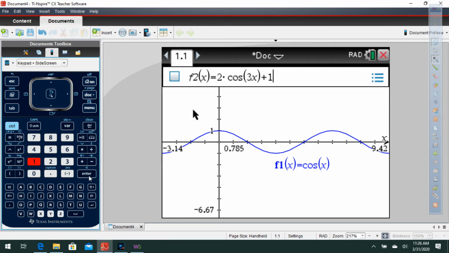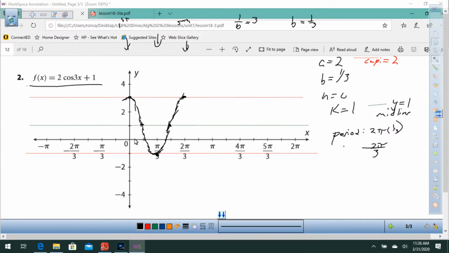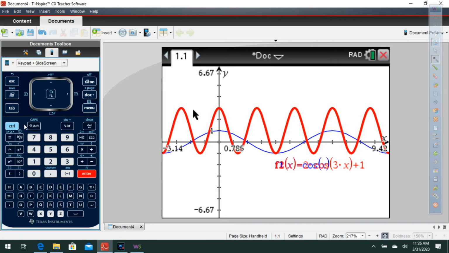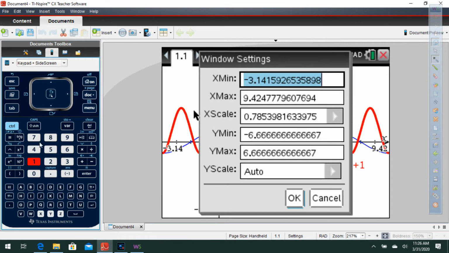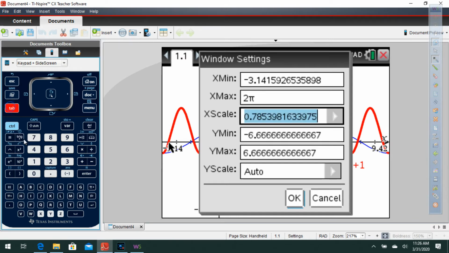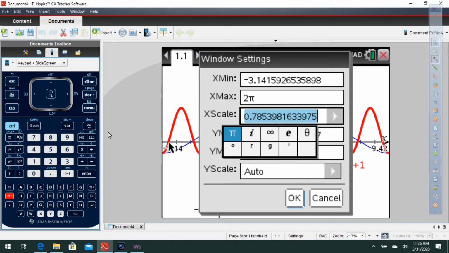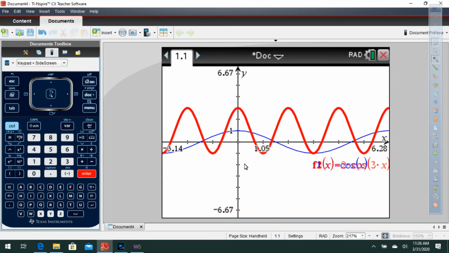Oh, that looks quite a bit different, doesn't it? Wonder why that is. Let's see here. Let's change it. It goes from negative pi to 2 pi. And then pi over 3. So let's see here. Menu 4, 1, negative pi, and then that went to 2. We're going to put it to 2 pi. And then we're going to do pi divided by 3. It's really pi divided by 6. There we go.